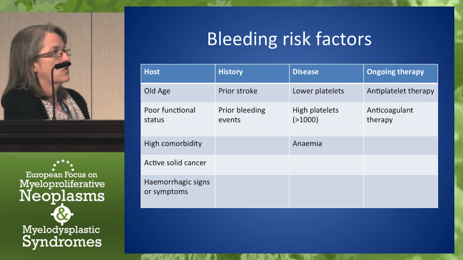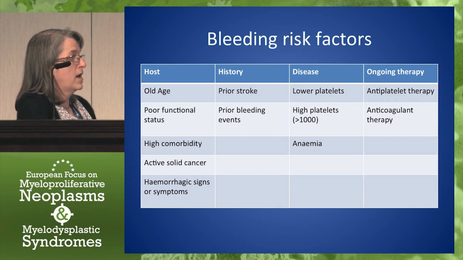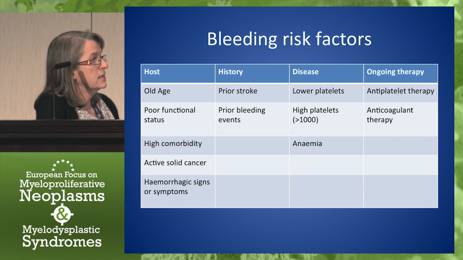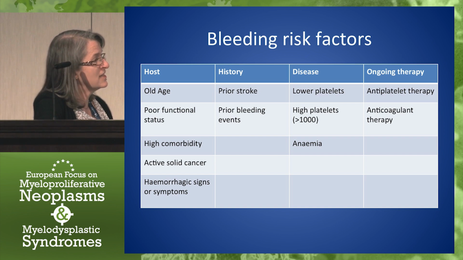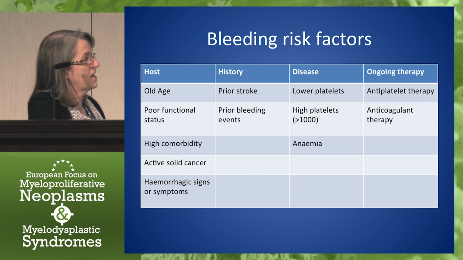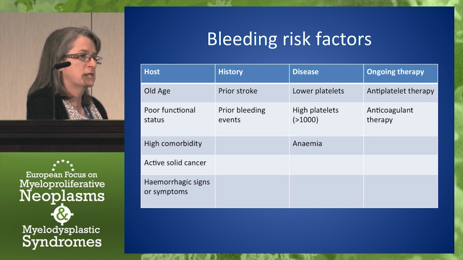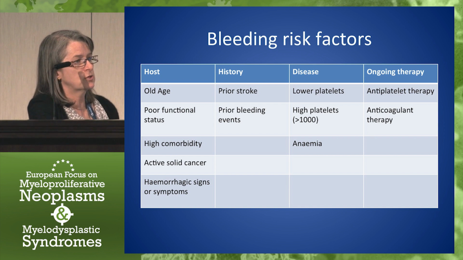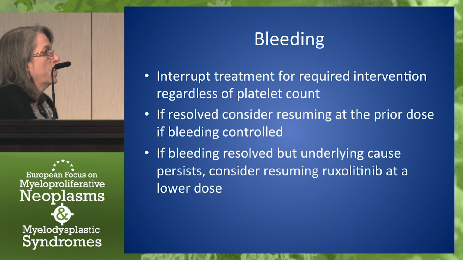You can produce this sort of table of all the different things that increase the risk of bleeding in the host: prior history, the disease itself, and obviously ongoing therapy. And as a clinician, you have to try and make some sort of an assessment of the bleeding risk and decide what is the best to do for the patient to minimize the risk. Is it a better option to put them on the drugs or not, depending on their bleeding risk? If they do get bleeding, what is the advice?